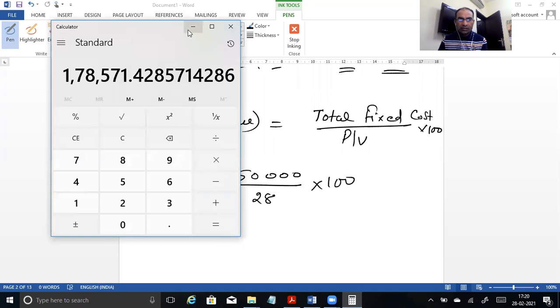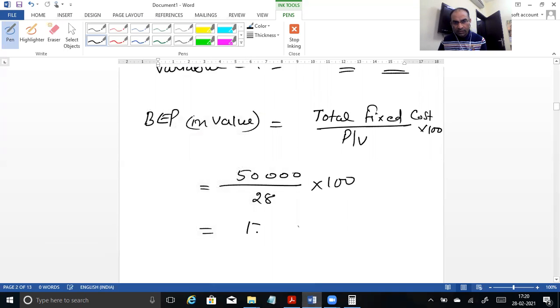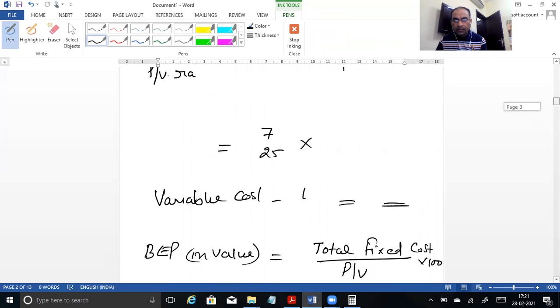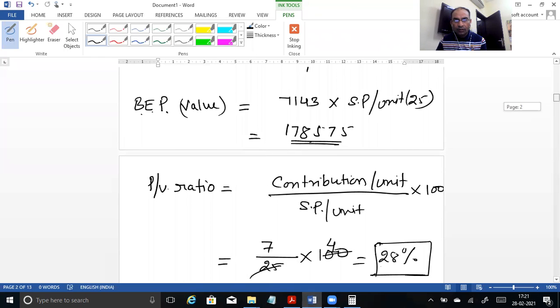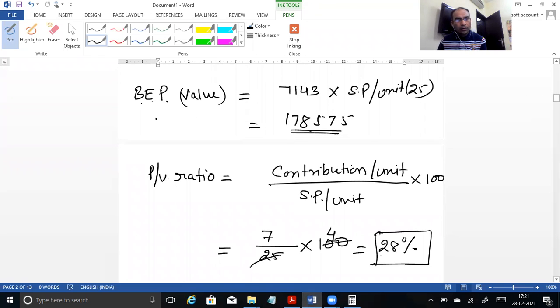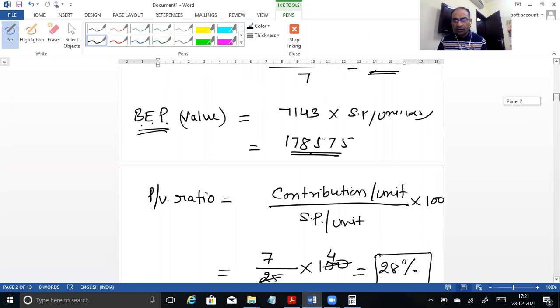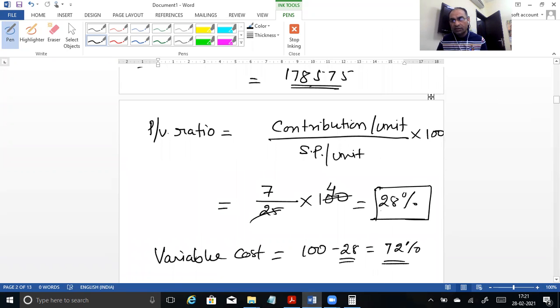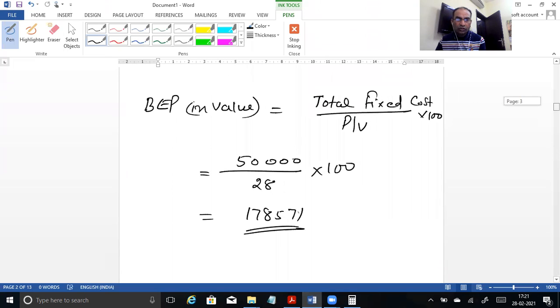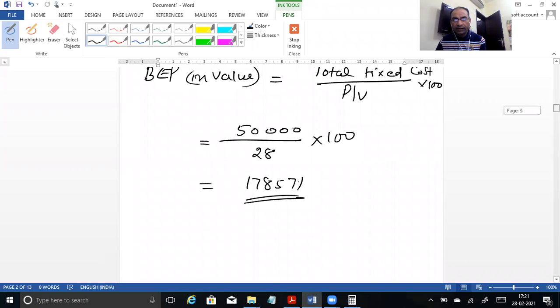It comes to 178,571. If we see here, we have also calculated BEP in value as 178,571, and there you can see 178,575. The difference of 4 rupees is because of the decimal point. That's why we have to adjust it a little bit in case of decimals. Okay, so this is your BEP in terms of units and in terms of value.